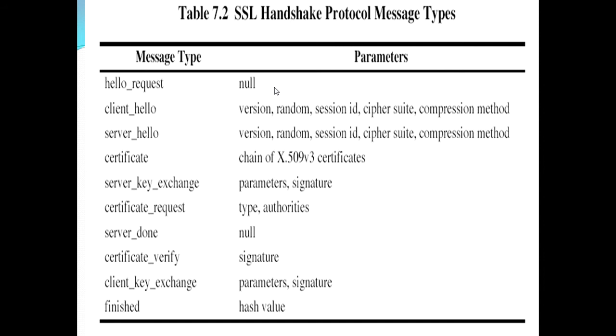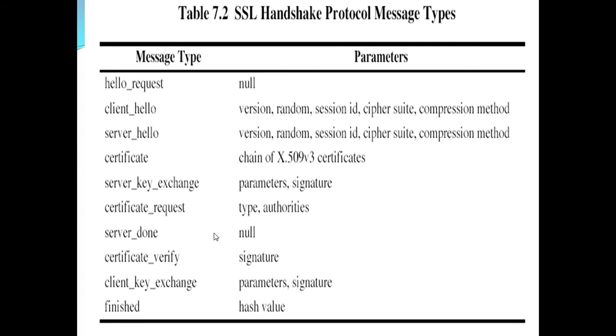Next one, certificate. Certificate means X.509. There is a certificate format, and these are all the chain of certificates. Next, server key exchange and client key exchange generally use parameters and signature parameters. Certificate request is a kind of message that contains the type and authorities parameters. Server done: the last bit is completed, then server done.